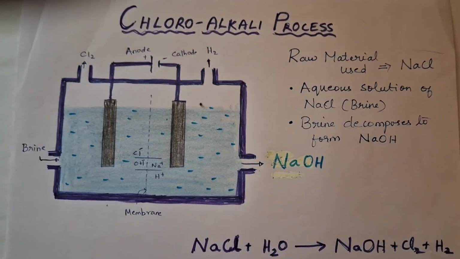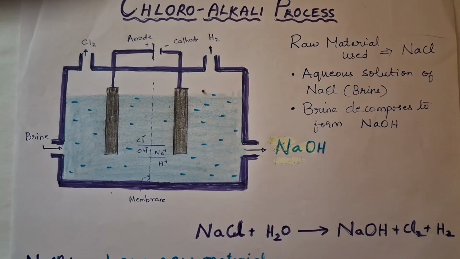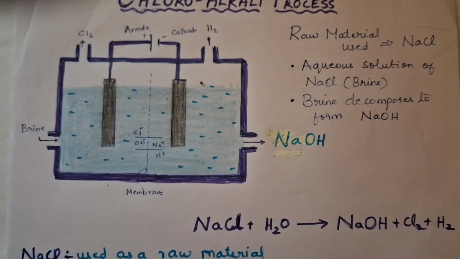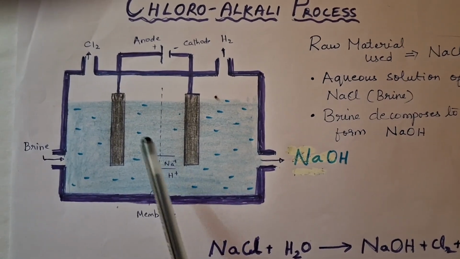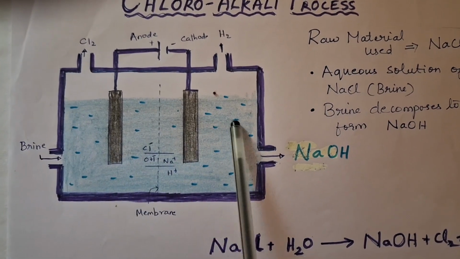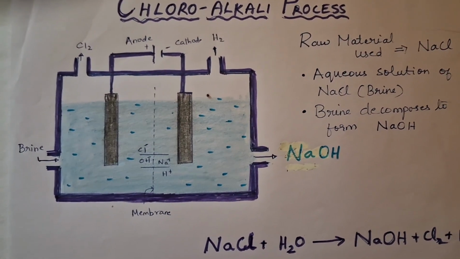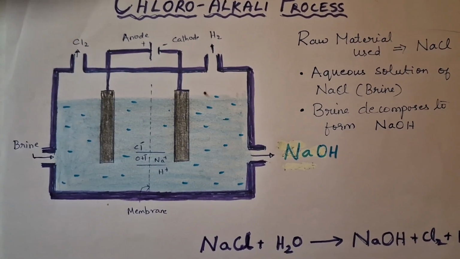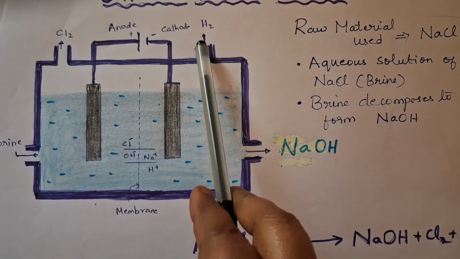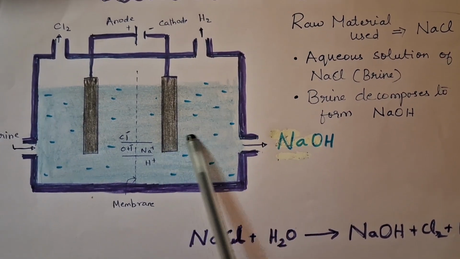The raw material used here is sodium chloride, an aqueous solution of sodium chloride, which is known as brine. On passing current, the electrodes are there inside the tank, and the brine solution is fed into the tank. On passing current through the brine solution, chlorine is produced near the anode, and hydrogen is produced at the cathode, and sodium hydroxide is also produced near the cathode.